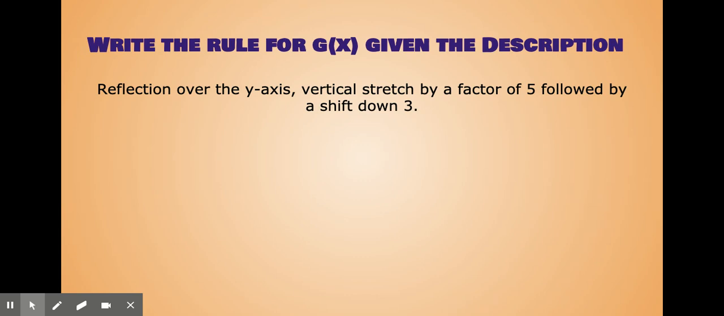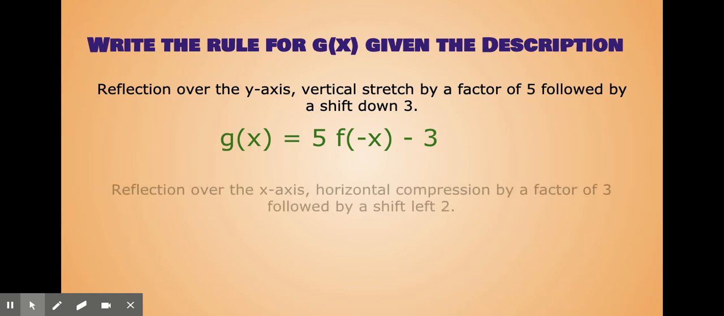So reflection over the y-axis should have a negative inside. Vertical stretch by 5 will have a 5 in front, and a shift down will have -3. So it's going to look like that. The 5 is out front, the negative goes inside, and the -3 behind.